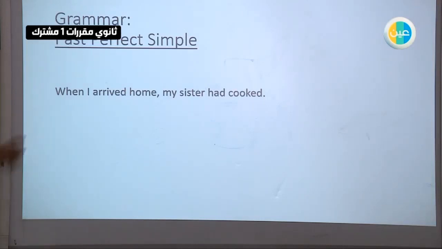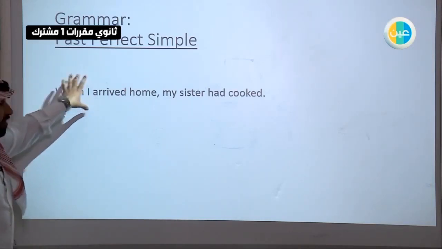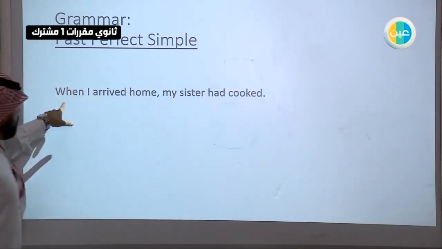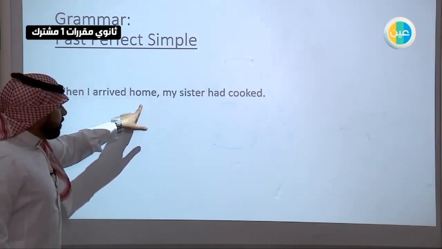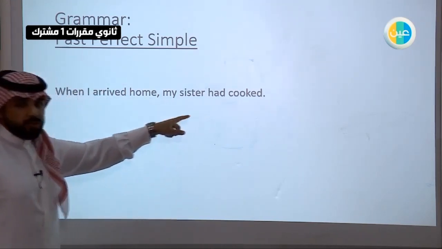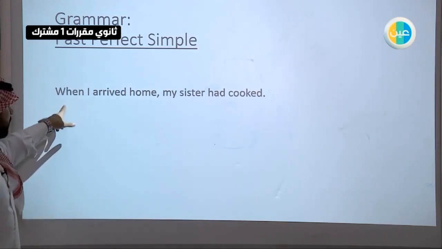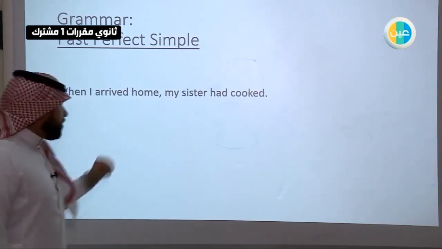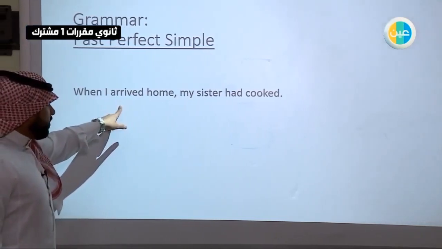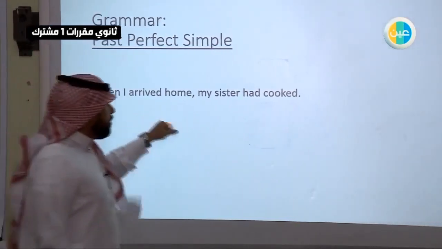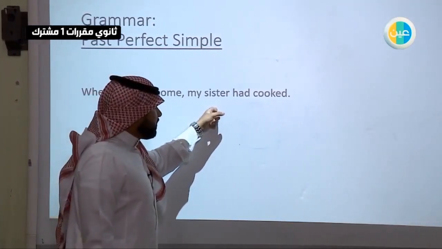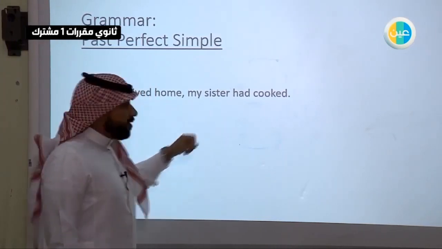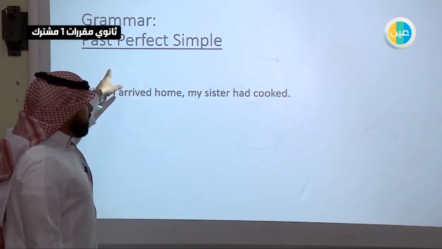Look at this sentence, sorry. When I arrived home, my sister had cooked. So we have here two actions. The first one, he arrived home. The second one, his sister had cooked. This is what the past perfect simple is about.